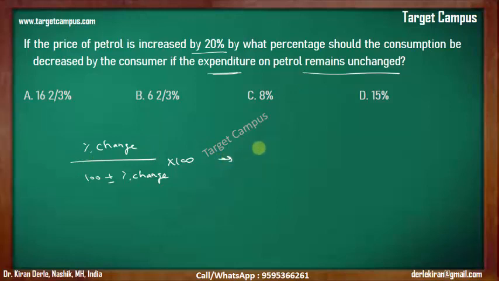So the percentage change is 20. 100 plus or minus, and since the percentage is increased, we make it plus: 20 upon 120 into 100. This is nothing but 1 by 6. 1 by 6 is 16.66%. This is my answer.